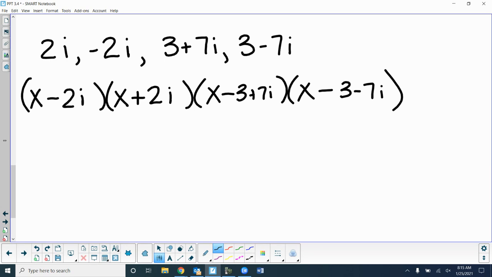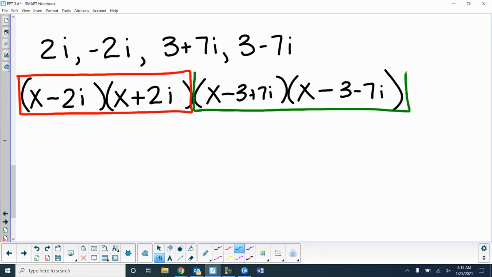Now, you have to do these in a certain order. You have to do the paired ones together. You have to multiply those two together. You have to multiply these two together. Because what's going to happen to those i's if I do that? They're going to go away. They will get eliminated. Okay? So you have to, we call them conjugate pairs. All right? You have to FOIL the conjugate pairs together.